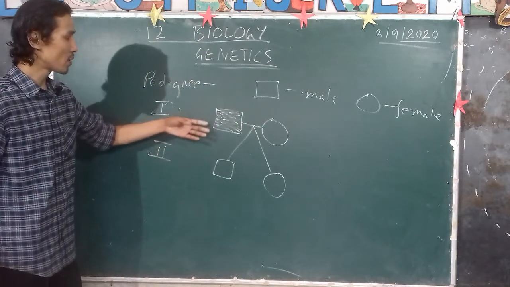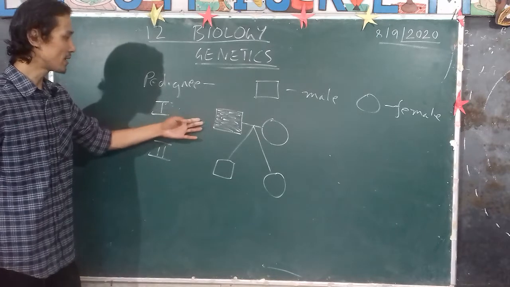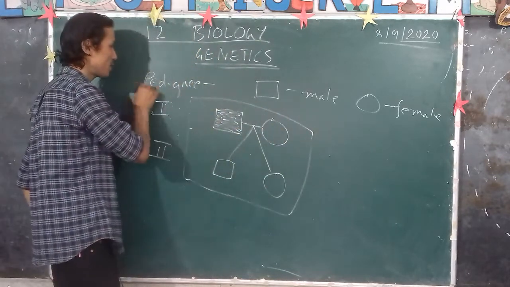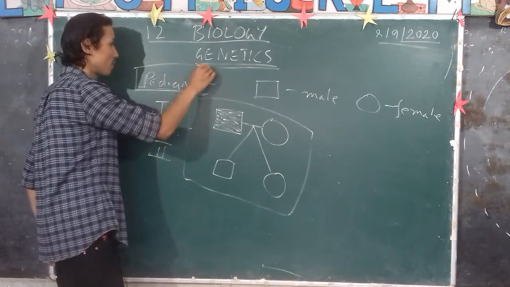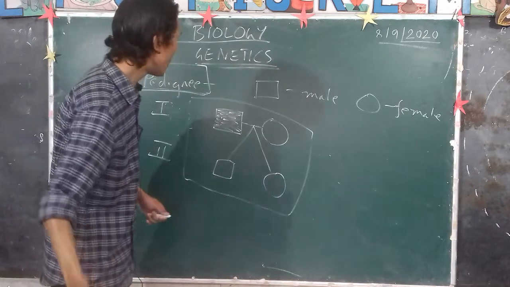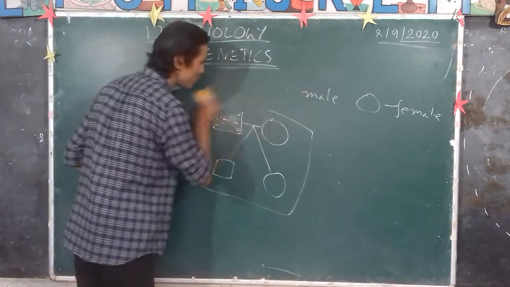So basically, what this gives us is an idea about the genetical history about our ancestors, and pedigree is very important in finding out about genetical defects. So after going through all these, I'll be doing a few problems.